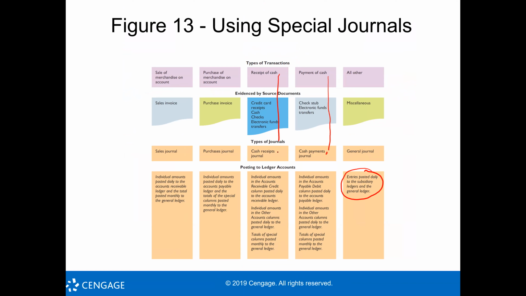So each journal goes with the different types of transactions that we talked about. And I think they showed us these in chapter 9, and now we just talked about these in chapter 10, right?